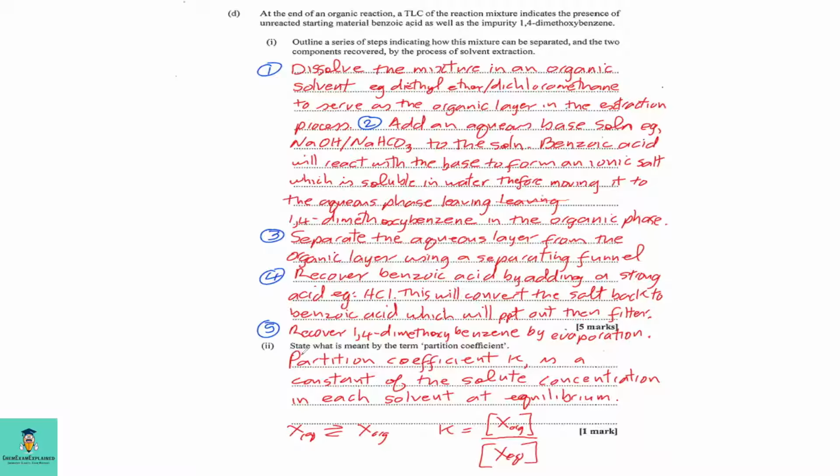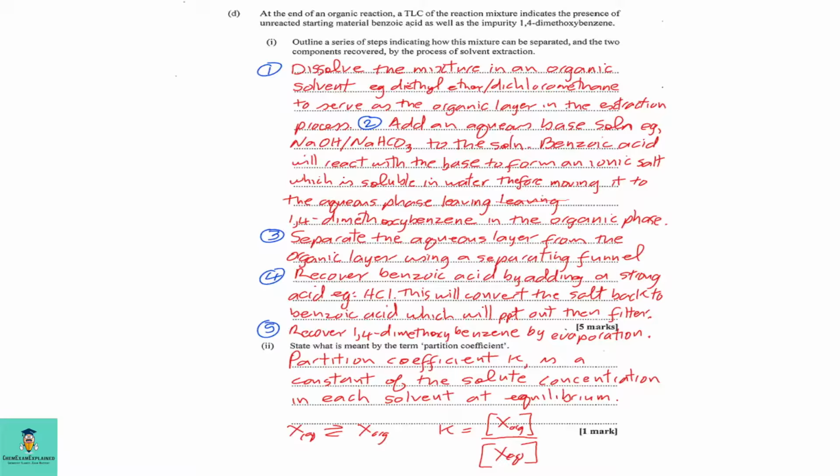Part 2. State what is meant by the term partition coefficient. Now, partition coefficient, K, is a constant of the solute concentration in each solvent at equilibrium. So once you shake the separating funnel, the 2 phases will now be in equilibrium. So here we have an example. In this case, we're moving the solute from an aqueous phase to the organic phase. And if that's the case, when we write the expression for K, we must go with the product over the reactant. So this is just an example.